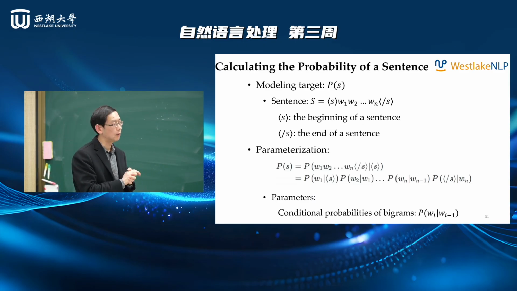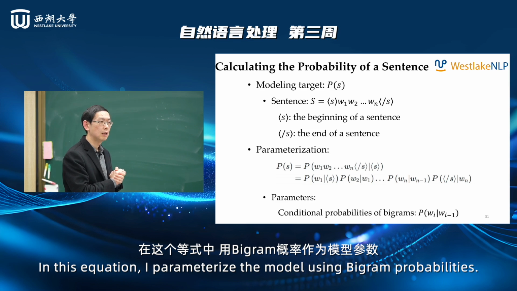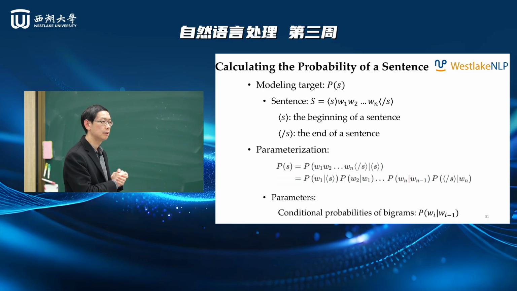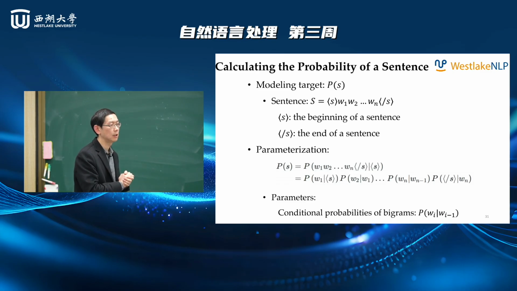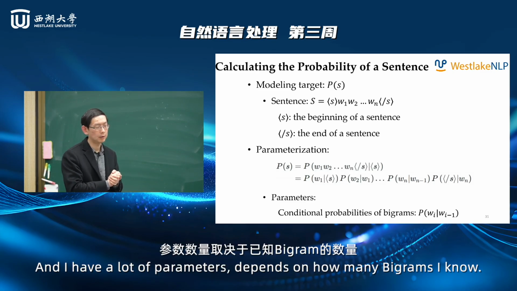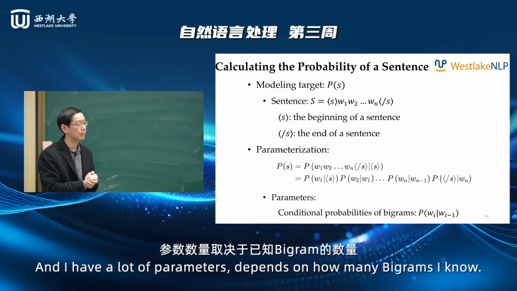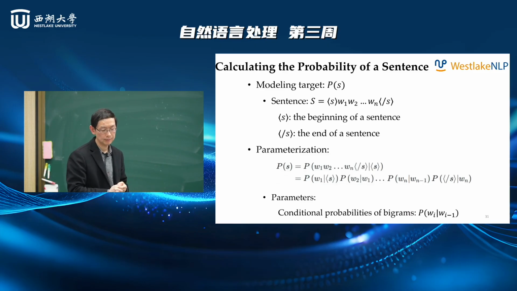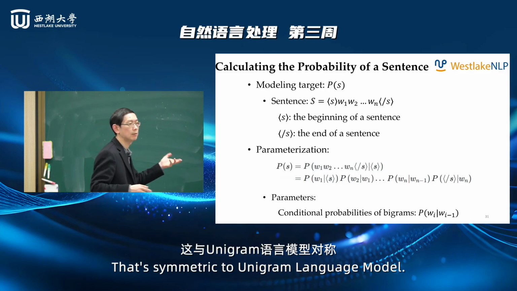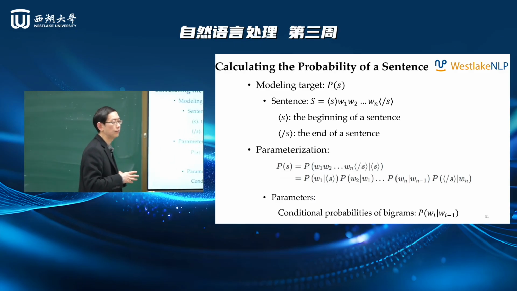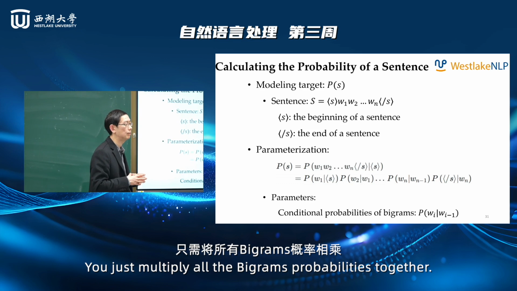In this equation, I parameterize the model using bigram probabilities. So that's a bigram language model. I only have one parameter type, and I have a lot of parameters, depending on how many bigrams I know. That's symmetric to my unigram language model. You just multiply all the bigram probabilities together.